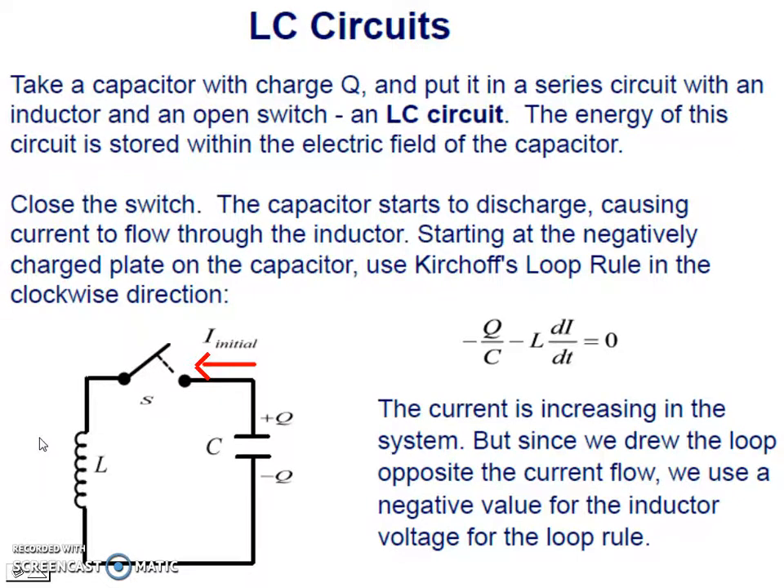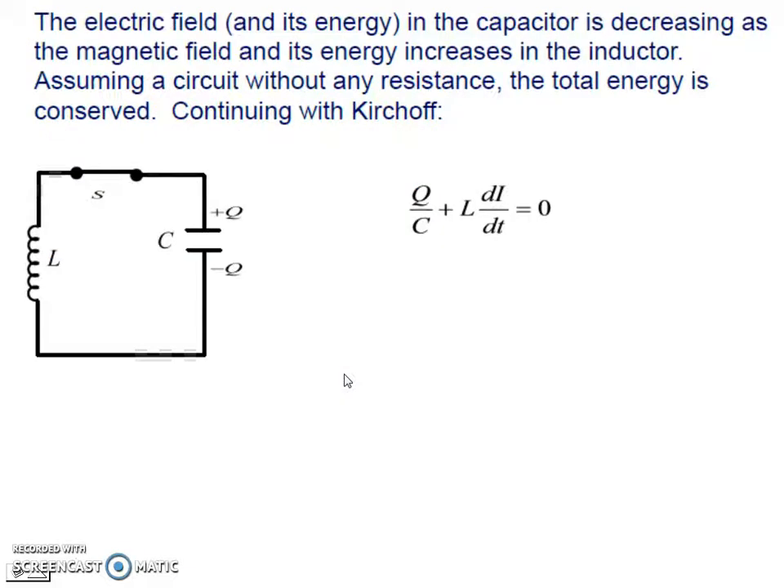Using Kirchhoff's loop rule, the charges flow around this way, we're going to go this way, so we're losing voltage. Delta V is negative here, so negative Q over C, and we're losing voltage here as well, negative L di/dt. Okay. Read, pause, come back.